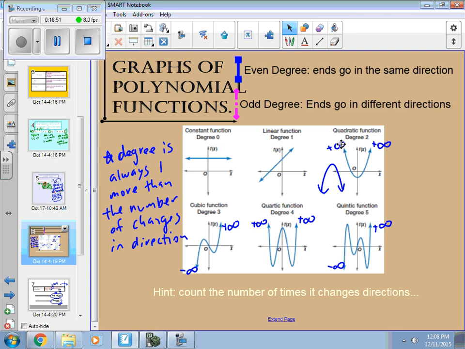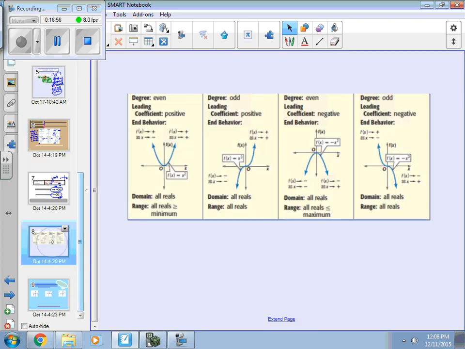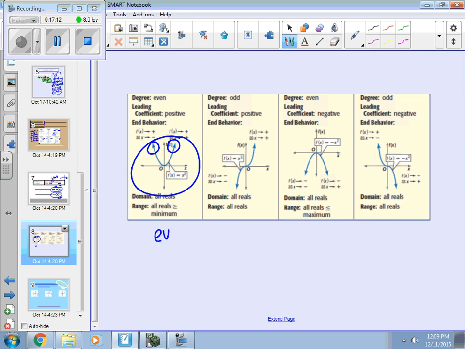All right, so we're going to see if you can identify some of these graphs using that. There's another little picture here that takes you through looking at this. If you look at this graph right here, we should know right away: same direction, that means it's going to be even. We see one turn.